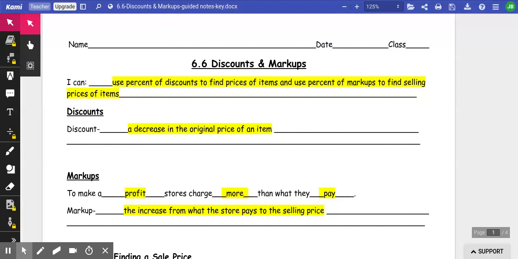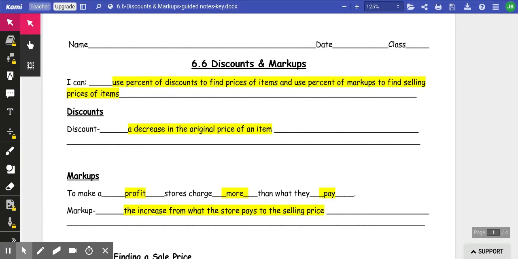Hi guys, today we're going to talk about 6.6, discounts and markups. Notes. Our I can statement: I can use percent of discounts to find prices of items and use percent of markups to find selling prices of items.